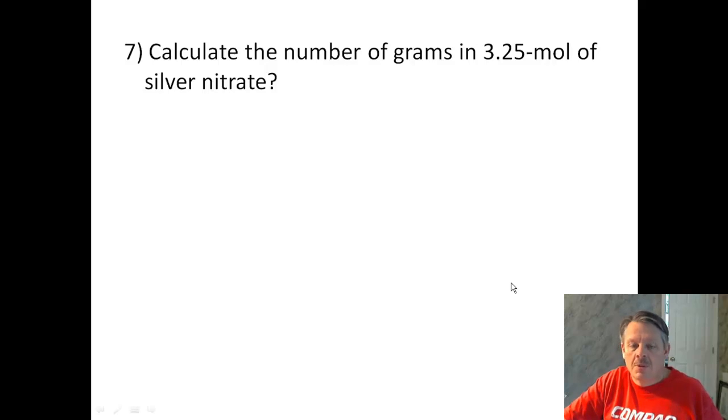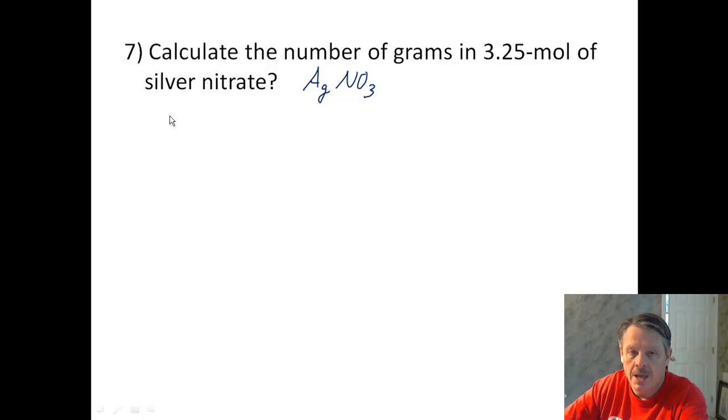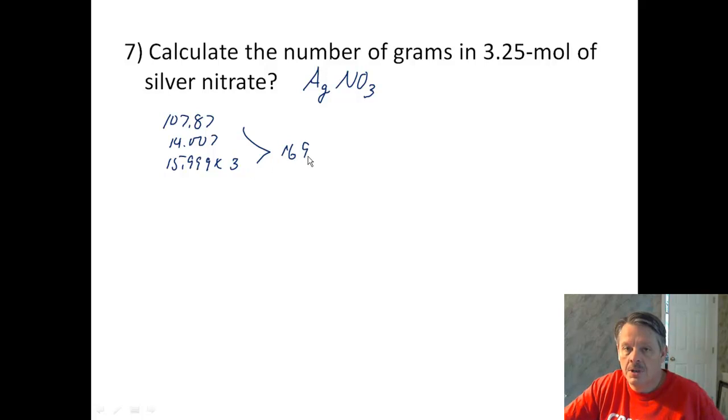Right, how about the end, the last one on the page? We calculate the number of grams in 3.25 moles of silver nitrate. Silver nitrate is Ag, silver, NO3, nitrate, +1, -1, they cancel each other. So I have to simply add up my numbers. So this is 107.87 for silver, and nitrogen is 14.007, and oxygen is 15.999 times 3. I add all those together, and I get 169.87 grams per mole of AgNO3.